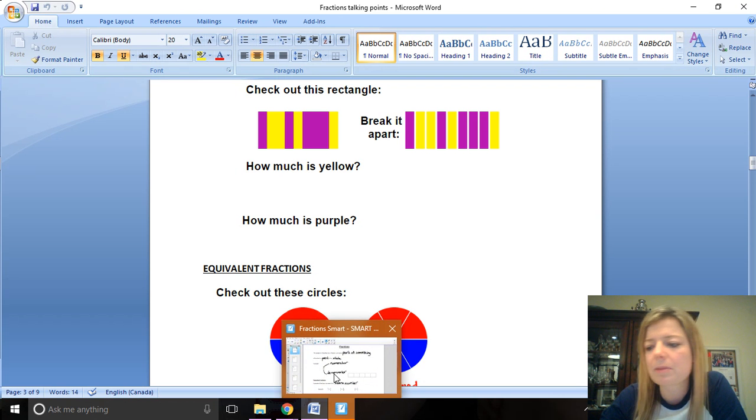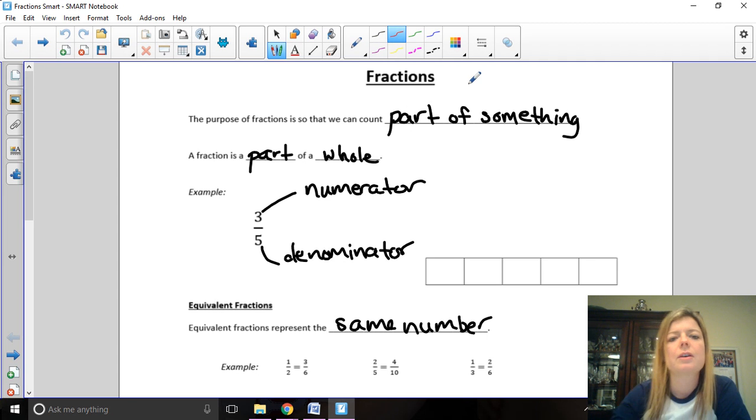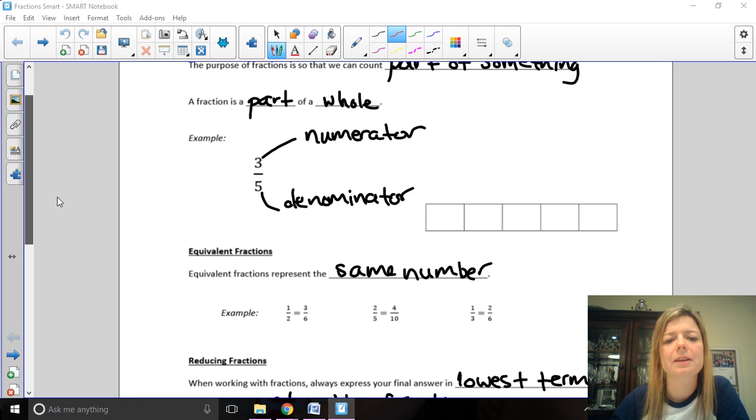So we're going to formalize this on our note. So you can start copying down what I have here, okay? The purpose of fractions is so that we can count part of something, okay? A fraction is a part of a whole. So for example, I have this example here, a numerator 3 over a denominator 5. Sorry about that.